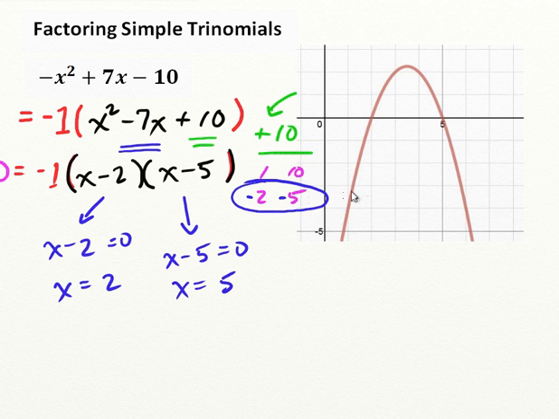So we can see that our 2 roots, right there, positive 2, and right there, positive 5, are where it crosses the x-axis, and we can see that it has a standard stepping pattern. Okay, so that's how we can factor that example. Let's try one more.